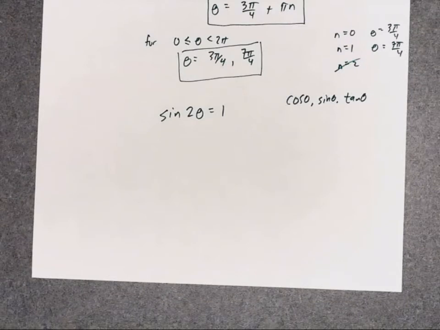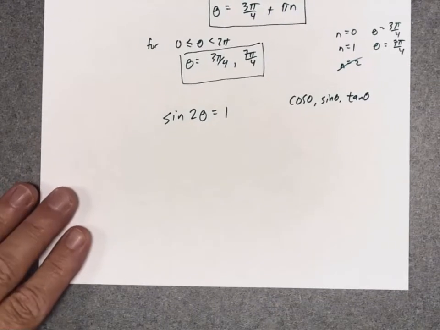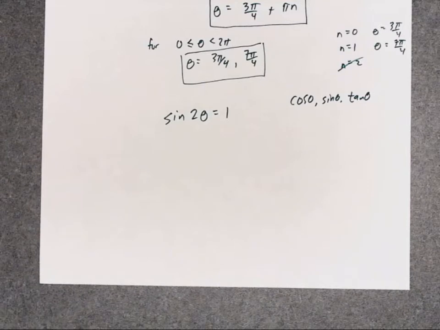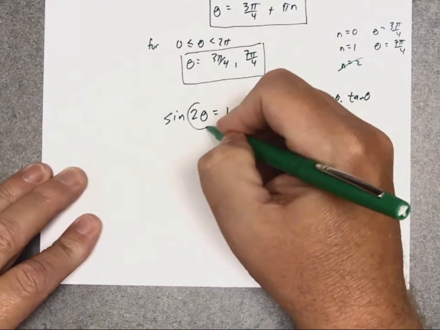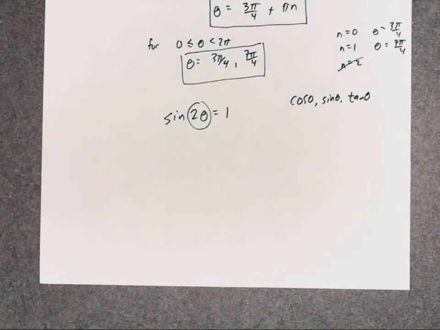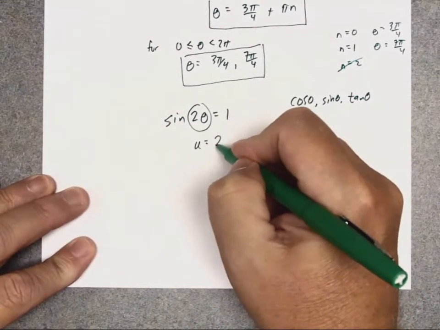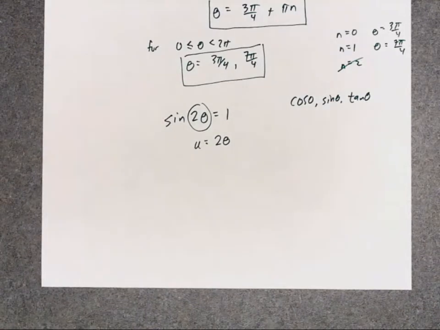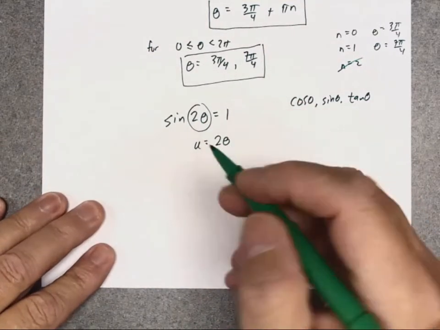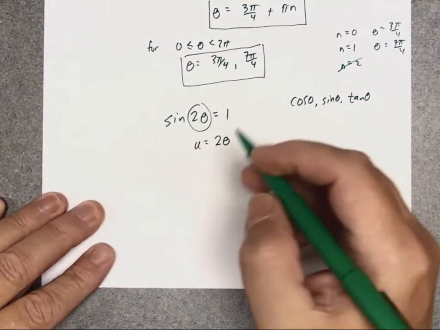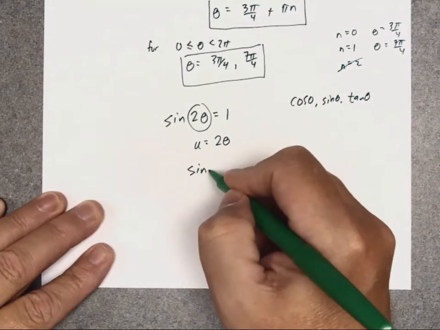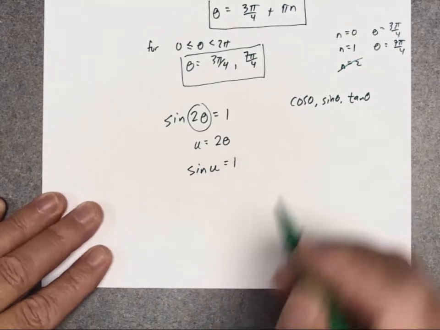Here's the way I'm going to teach how to solve this. We're going to use what's called substitution, which is something maybe you've done in other kinds of problems in algebra and math. What I'm going to do is take whatever is inside the trig function and rename it u. And then I'm going to substitute it. So instead of writing sine of 2 theta equals 1, I'm going to write sine of u equals 1.